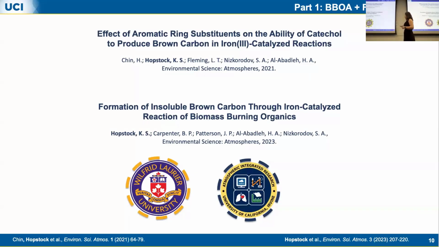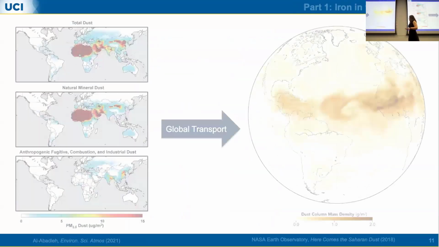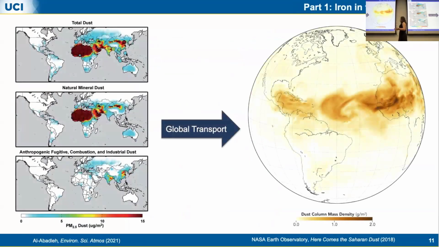And both of these works were in collaboration with Professor Hindela Badley's group in Canada at Wilfrid Laurier University. And the second work was in collaboration with Joe Patterson's group here at UCI and Dr. Brooke Carpenter as well. All right, so before I talk about those papers, I want to give a little background about iron in the atmosphere.